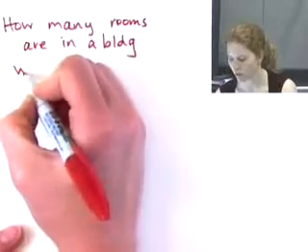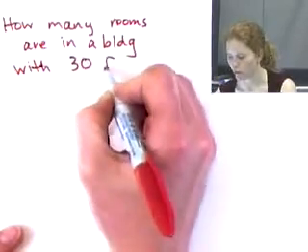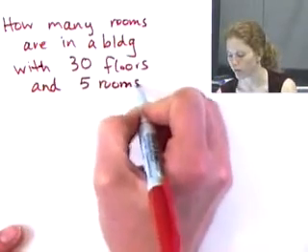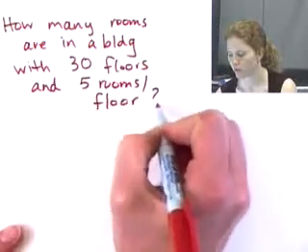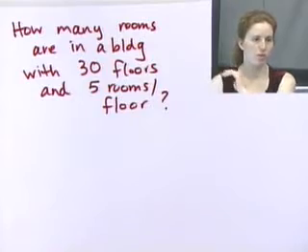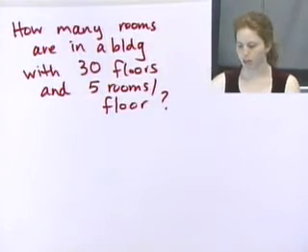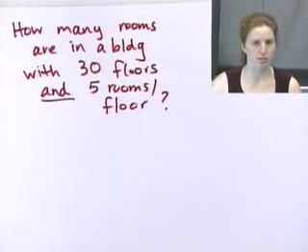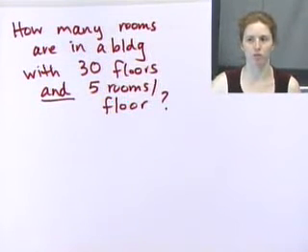So a simple example of the product rule is: how many rooms are in a building with 30 floors and 5 rooms per floor? So you have to ask yourself questions when you see counting problems. First, whenever you see how many, you know it's a counting problem. You see that there's an and, so it probably uses the product rule, especially because the rooms and the floors are independent. Every single floor has 5 rooms, no matter what floor it is.